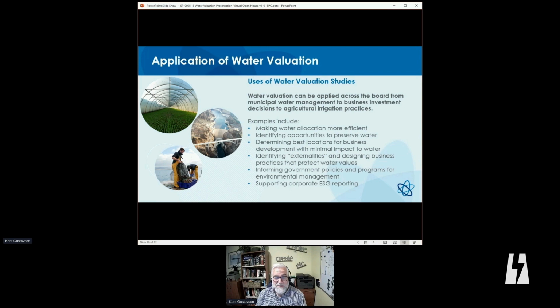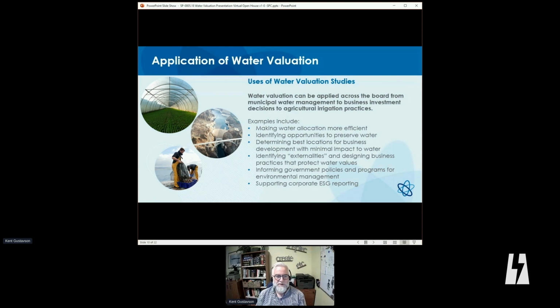Broadly speaking, water valuation studies are used across a number of different sectors for different purposes, from municipal water management to business investment decisions to agriculture irrigation practices. Some examples of where it's used are to help make water allocation more efficient, to identify opportunities to preserve water if you understand the various value types and the values placed on them, and determining the best location of business development with minimal impact to water. Overall, we want to try to understand those externalities, and by that, I mean those water values and impacts on water values that aren't normally part of a business decision, aren't normally captured in the economy.